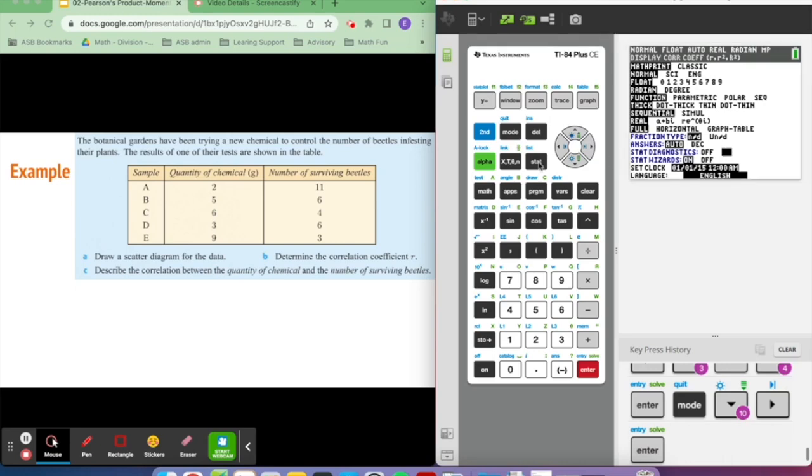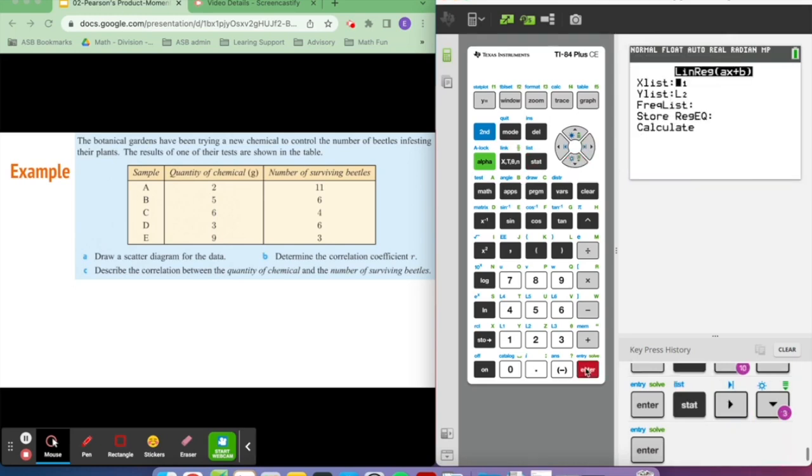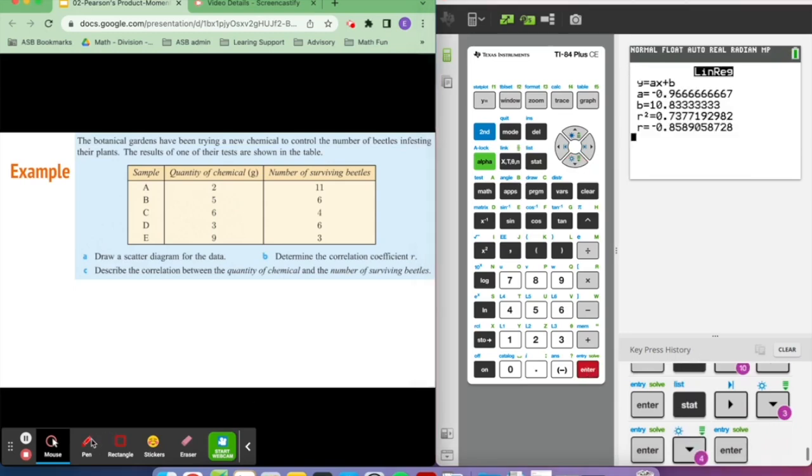So we're going to go back and do the same steps. Stats, calculate, linear regression. We have L1 and L2, calculate. And now we see the most important values, which is our R value. So the R value, negative 0.859, we can round to 3 significant figures. So our value is going to be negative 0.859 if we round it correctly.